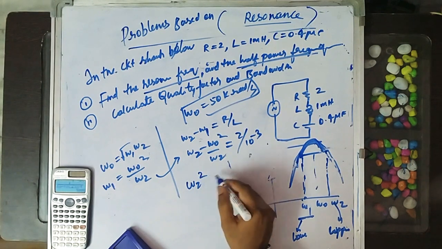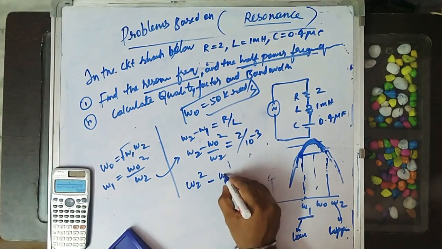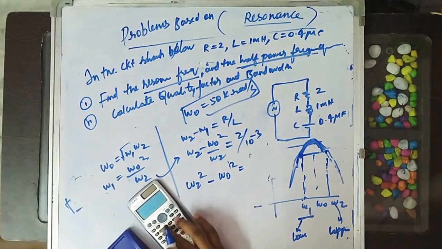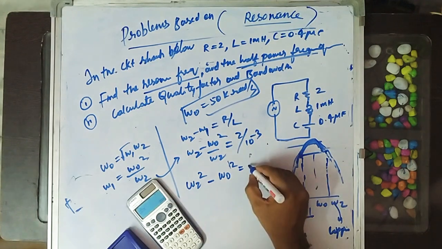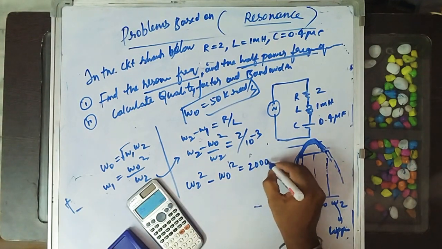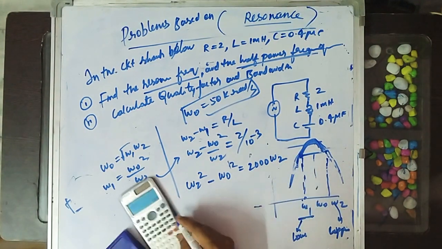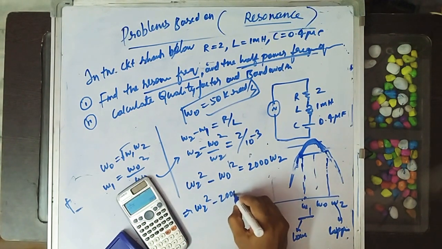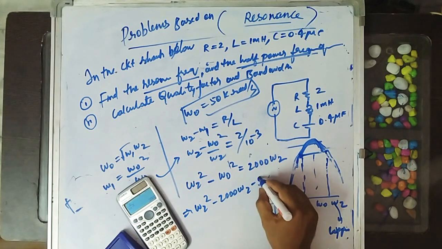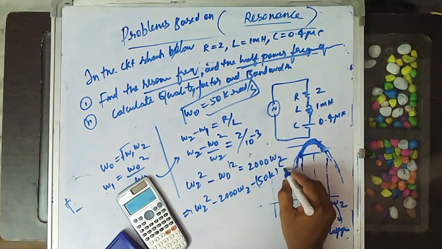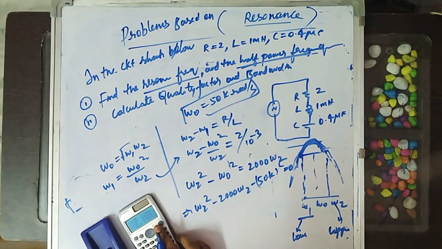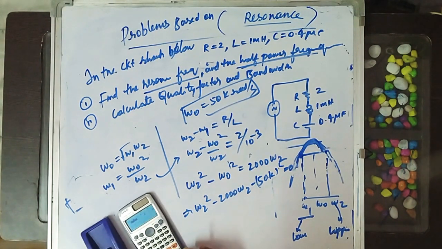So you will be getting omega 2 square minus omega naught square equal to 2 by 10 power minus 3, means 2, getting 2000 omega 2. Bring this here, 50k whole square. Solving this, you will be getting two values of omega 2 that we'll find now.